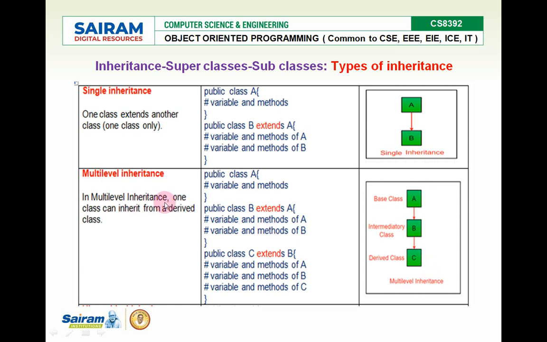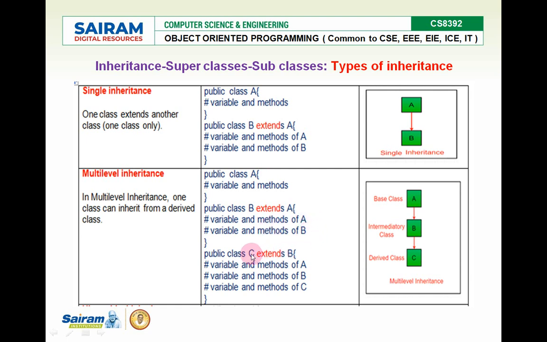In multi-level inheritance, one class can inherit from another derived class. You can see with the diagram, you can construct the syntax. Public class A definition has the variables and methods of class A. Coming to class B, what is the keyword for inheritance? Extends. So class B extends A. In turn, the variables and methods of class A are available in class B. Now inside B, we have the methods and variables of A as well as B.